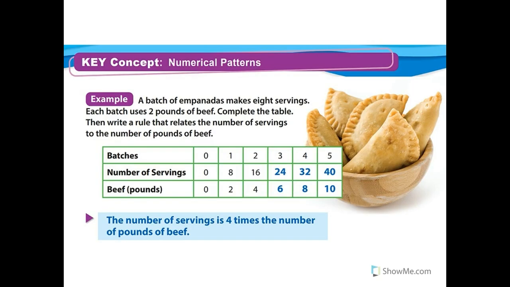All right, let's look at our key concept, numerical patterns. A batch of empanadas makes 8 servings. Each batch uses 2 pounds of beef. Complete the table. Then write a rule that relates the number of servings to the number of pounds of beef. So batches, number of servings, beef in pounds, okay? And they say the number of servings is 4 times the number of the pounds of beef. So you would have beef times 4, right? Would equal servings. That's what I would put instead of all those words.